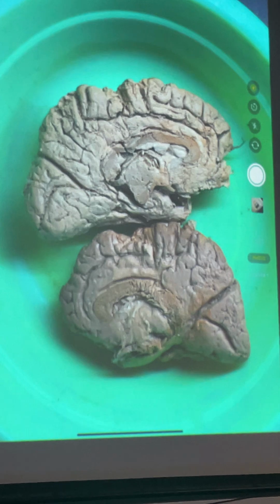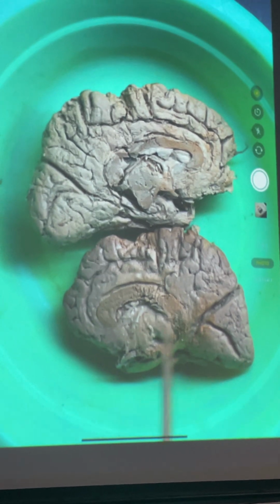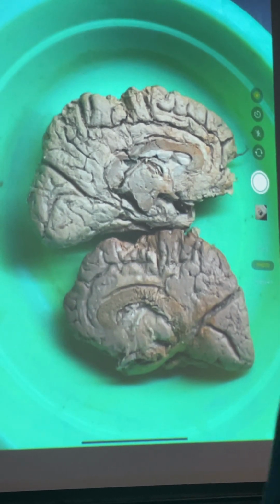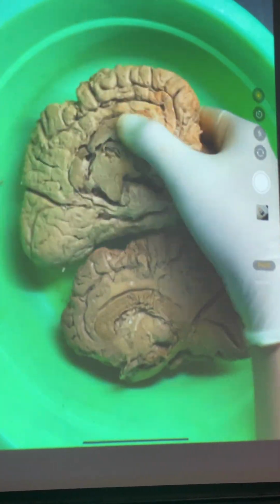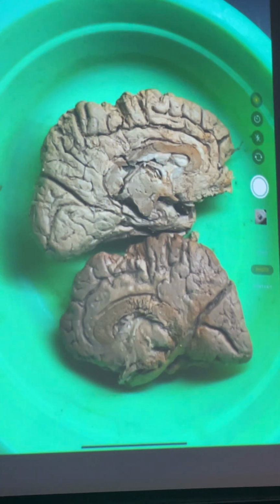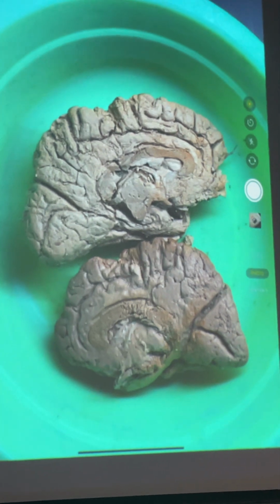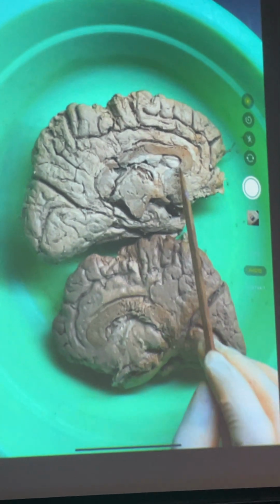Okay, so we're done with the medial surface. Let's go with the lateral. The basal. Okay. What did I miss? The cingulate. Yeah, sorry.